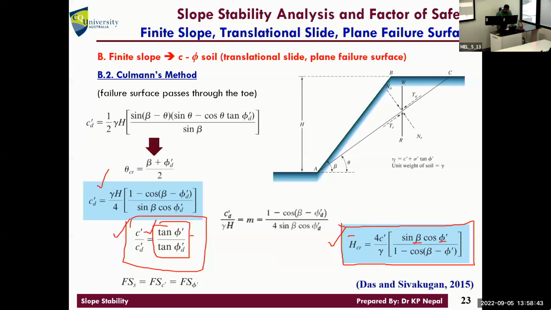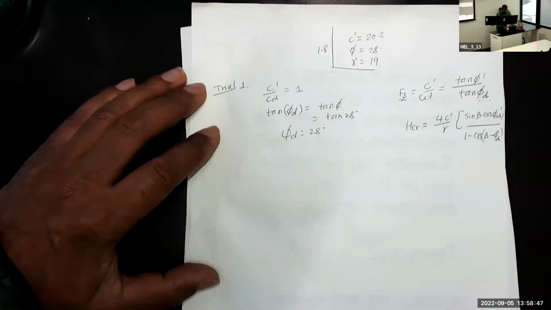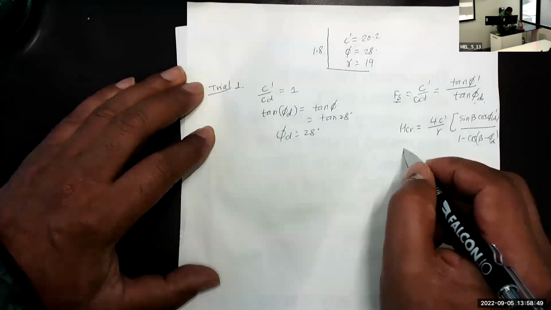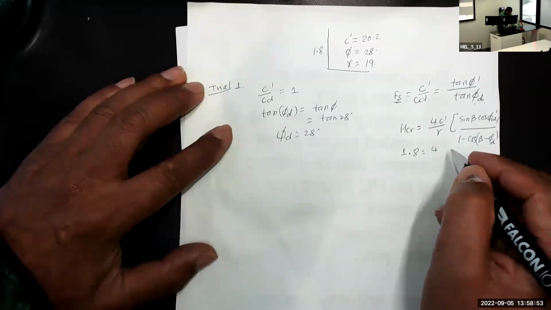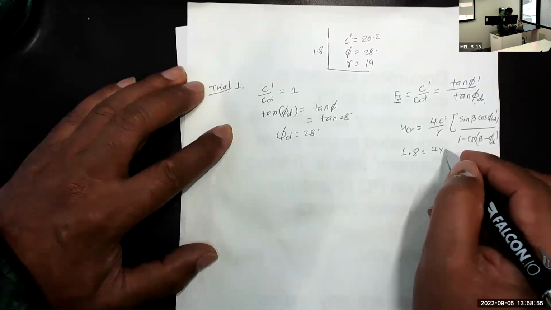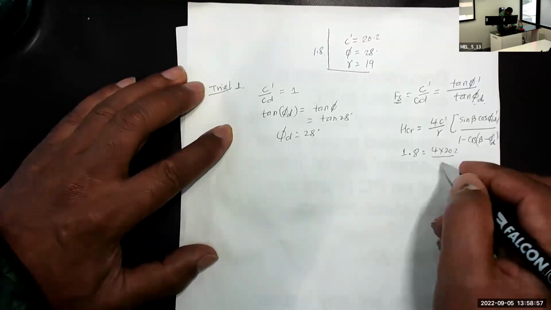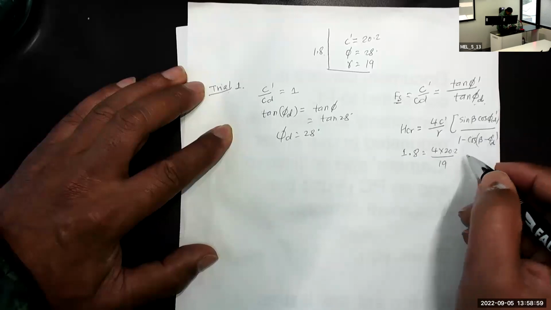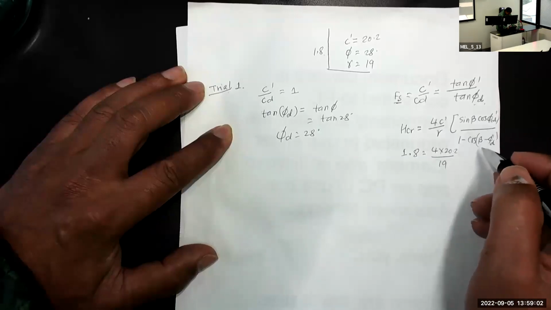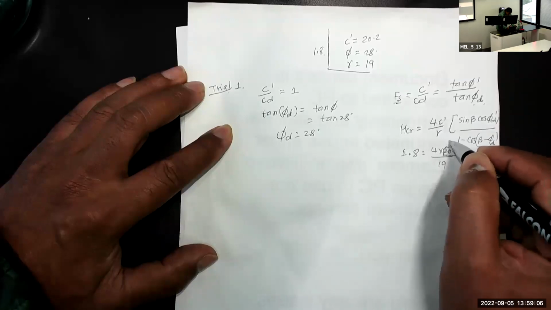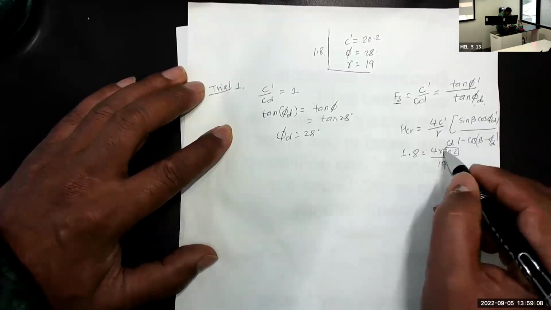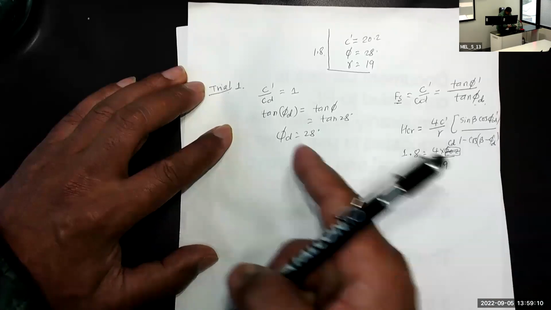Okay, so I copy this. Can you calculate now? SCR is what? 1.8 equals 4 times C dash. What we assumed until now is 20.2, divided by 19. And then this is CD. Leave this CD, don't put that one. We are calculating back to CD to get that value.